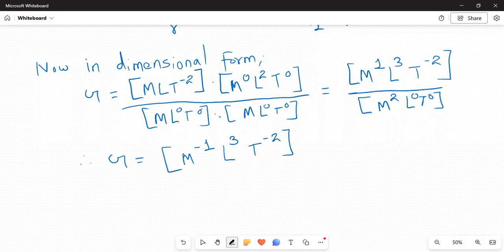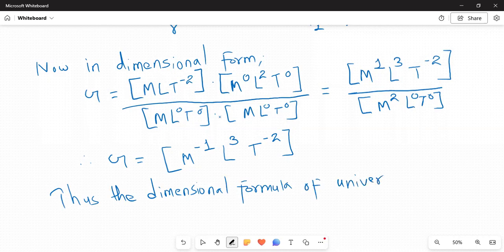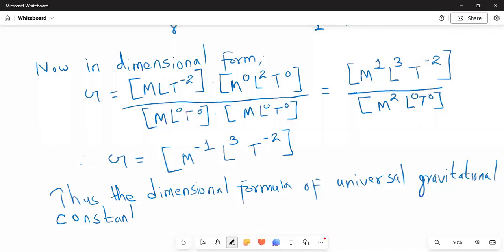Thus the dimensional formula of universal gravitational constant is M^-1 L^3 T^-2. Okay, in this way we can determine the dimensional formula of universal gravitational constant.